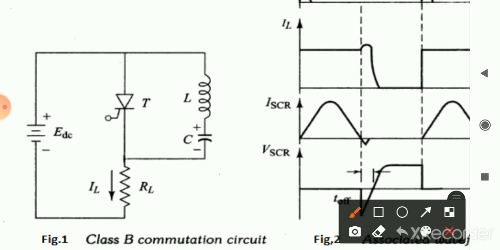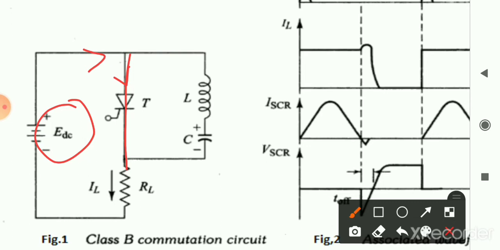Now if I apply the gate pulse to the thyristor, what happens? The thyristor will start to conduct, so it will act like a closed circuit. Now you can see there are two branches formed by closing this one. When the capacitor as well as the inductor are completely charged up to a value of EDC, they won't be able to charge again. So when the closed path is formed, they will discharge.